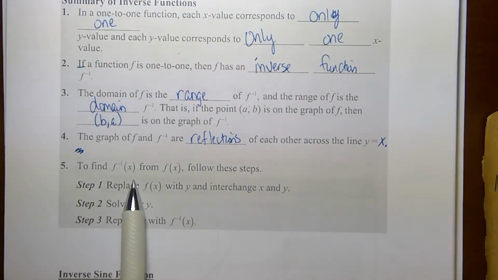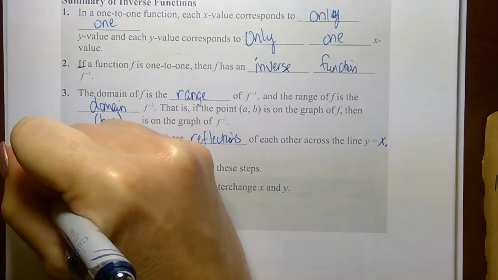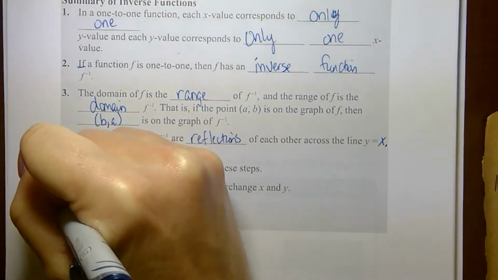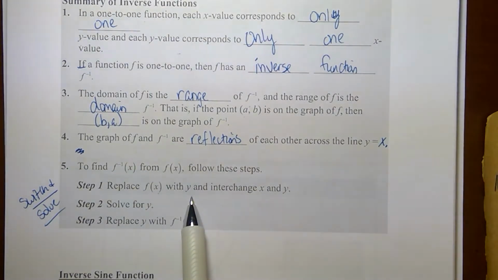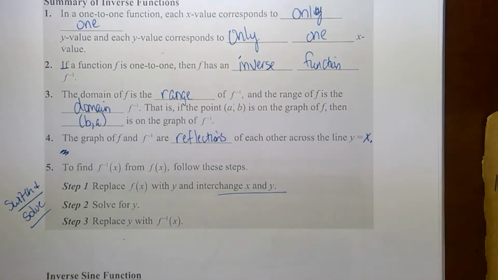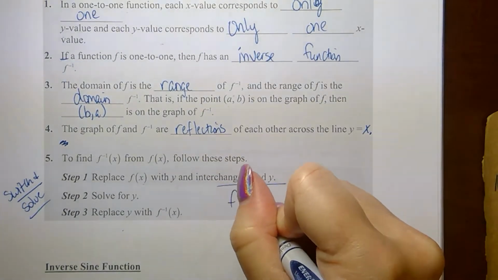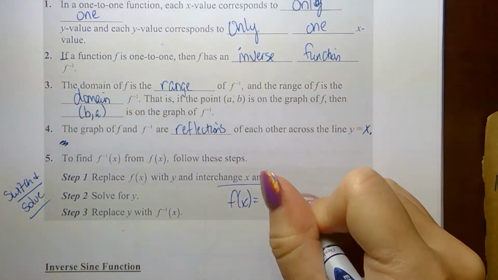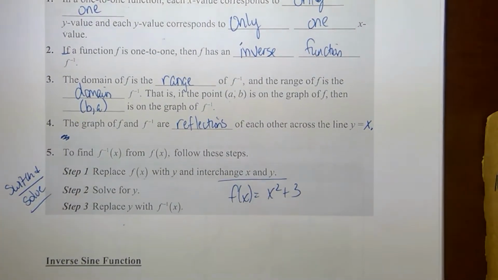To find an inverse function from the original, we use the switch and solve method, just like we did in college algebra. Switch and solve. First, you replace f of x with y because they mean the same thing, and then we switch those x and y coordinates, solve for y, and then replace with our inverse notation. Now, just a really quick college algebra example of switch and solve. Let's say we have f of x equals x squared plus 3, and I want to find the inverse of that. I want to find f inverse.